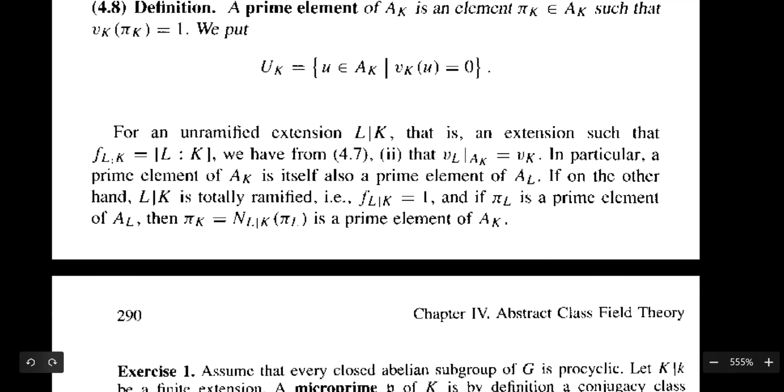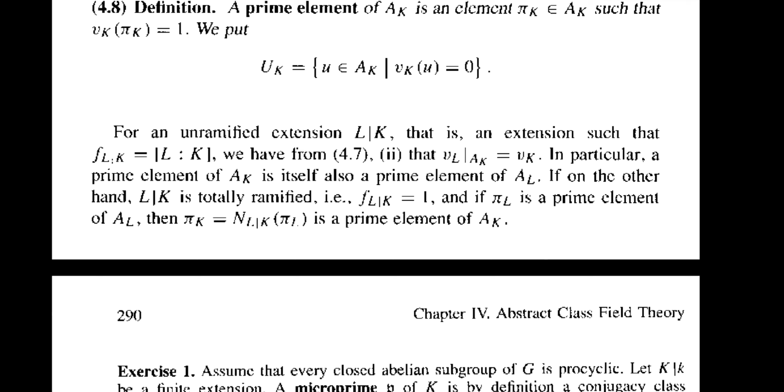A prime element of A_K is an element that has valuation 1, and we put those at valuation 0 in U_K. This is like the units of a ring of integers. Okay, A_K is like a ring of integers in form, but it might not be, because sometimes it is finally like a field. It's the multiplicative group of the field sometimes.